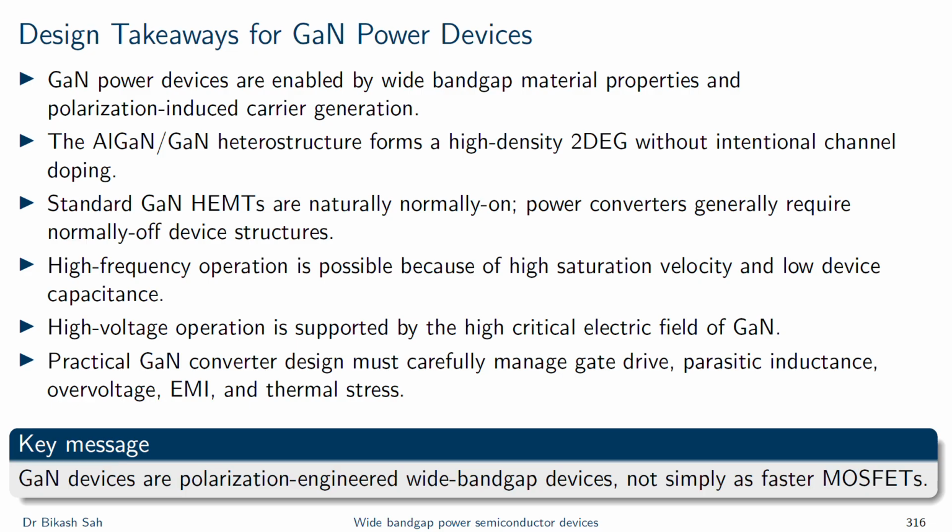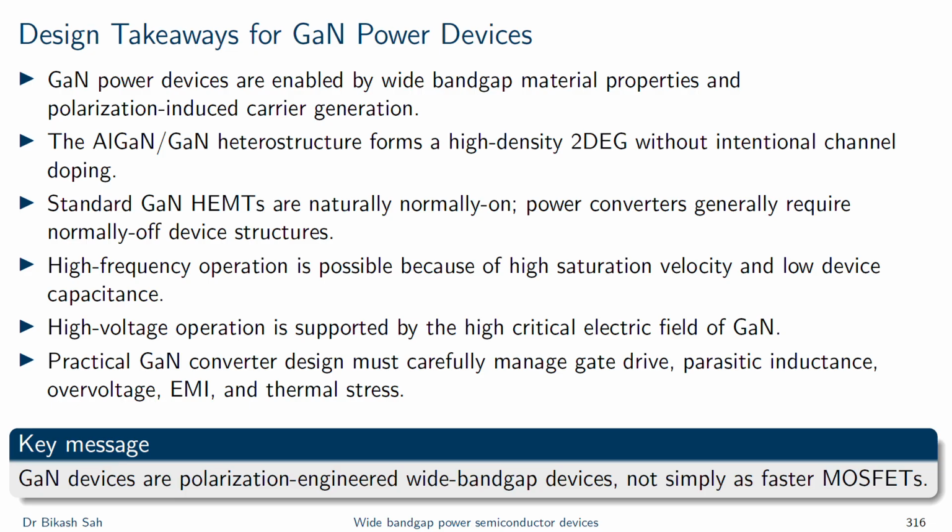So GaN can operate at high frequency because of high saturation velocity and low capacitance. It can support high voltage because of high critical electric field. But practical power converter design must manage gate drive, parasitic inductance, overvoltage, EMI, thermal stress, and reliability.